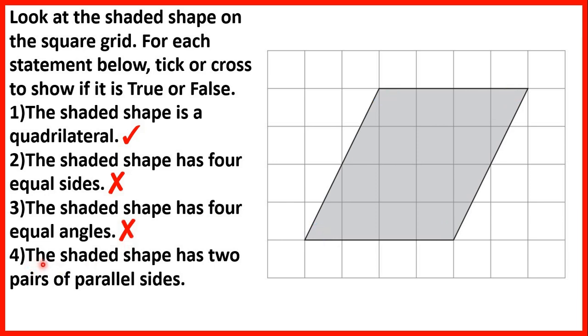And finally, the shaded shape has 2 pairs of parallel sides. Remember, parallel lines are like train tracks. They would go on forever if we extended them without ever crossing. So this side is parallel to this side, so that's 1 pair, and this side is parallel to this side, so that's another pair. So that means the shaded shape has 2 pairs of parallel sides altogether. We have a parallelogram.